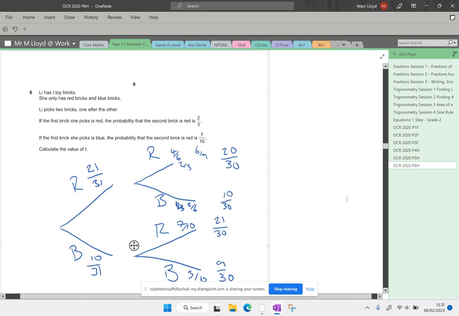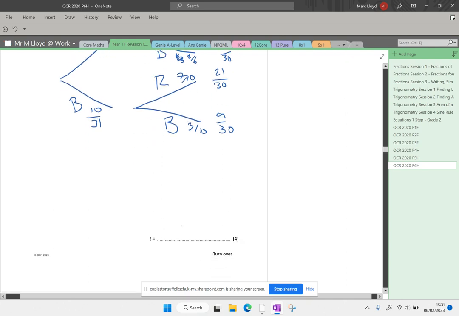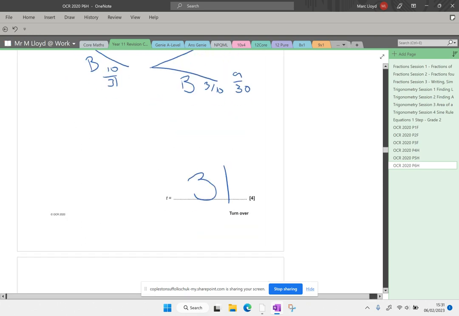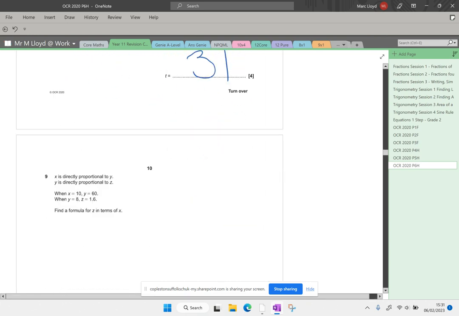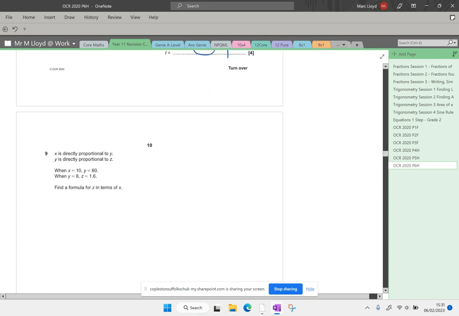We found it. And then toy bricks, calculate the value of t. Hold on, check the quote. Hopefully, that's all good. Just check the mark scheme on my other screen. It is correct. Right, question 9. I should have time for this one.